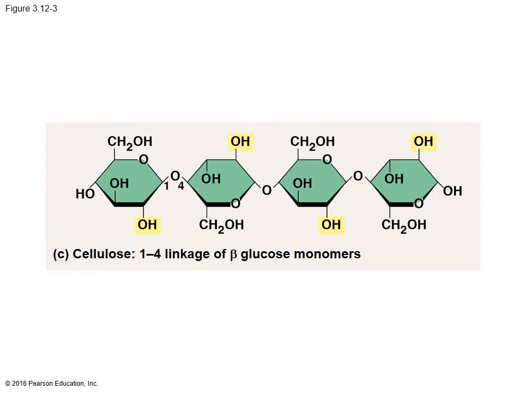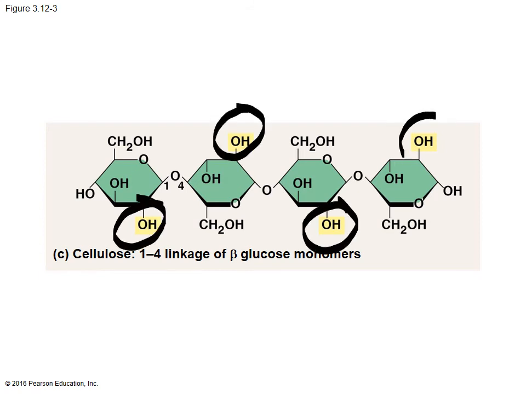All right, and this is in cellulose. So look at this one. This one is a little different because you're linking beta glucose monomers together. You get a low hydroxyl and a high hydroxyl, a low one and a high one. And it repeats over and over again.